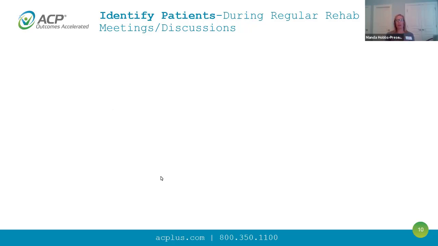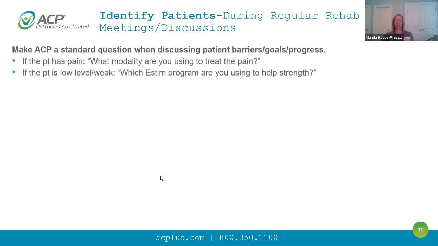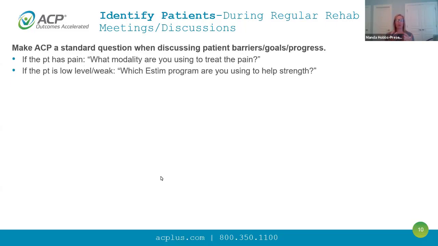When you make ACP, in general, a standard discussion point when talking about patients, it's a huge way to help the therapist who might be struggling with identification of appropriate candidates, right? And it can be important how that question is asked. If you're having a discussion with your therapist and they're saying, oh, the patient's in a lot of pain, they're just not willing to participate, maybe ask them, well, what modality are you using to treat the pain? We have these tools, and many of them address pain, so which one are you using?